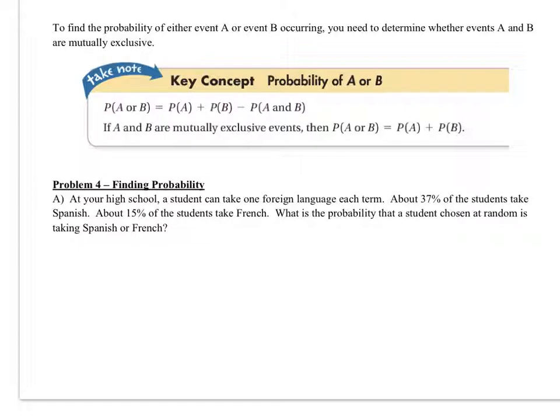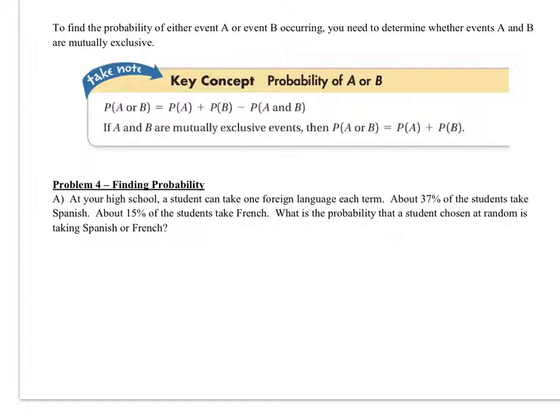So when we see or, we're always adding. However, you have to be careful, because if we said an even number or a multiple of 3, you can't add them together without subtracting where they overlap. So if it's not mutually exclusive, you must subtract where they overlap.